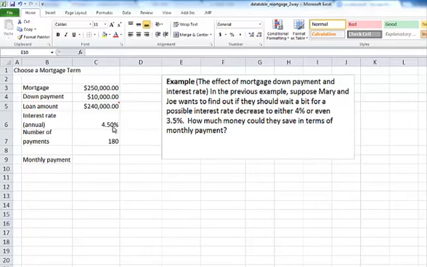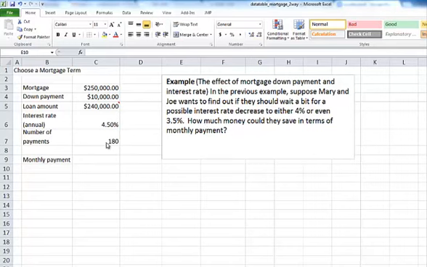Now, in the previous example, the interest rate was 4.5%. Now, they want to know how much money they could save in terms of monthly payment if they wait and one of those lower interest rate scenarios happens. So in order to consider the joint effect of different down payment as well as the different interest rates, we could use two-way data table.